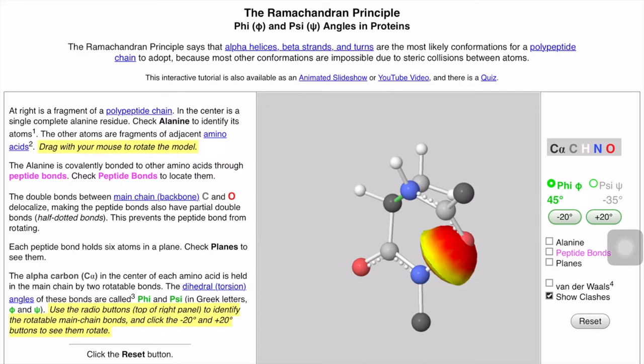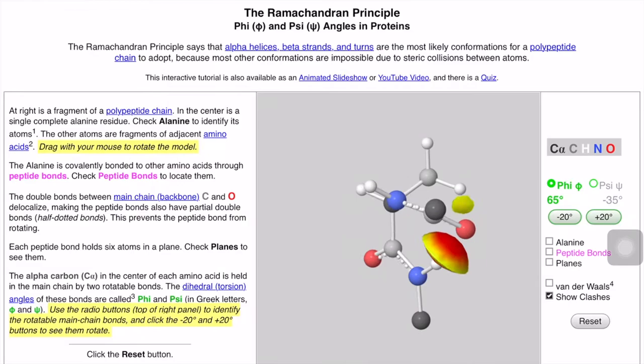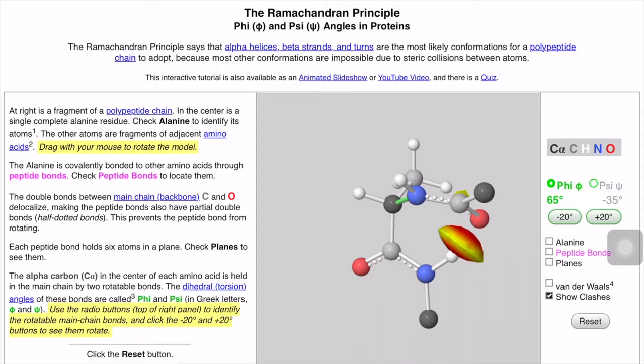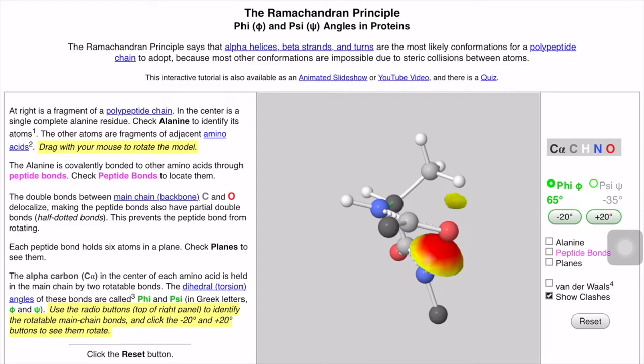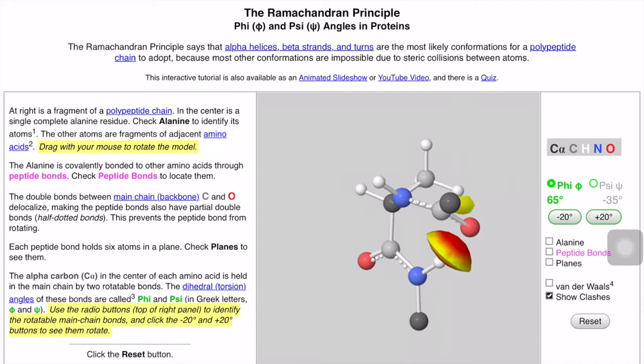Okay, and I wish we could go in increments less than 20, but there you have it. At that angle, the carbonyl oxygen is starting to bump into the amide proton and also to the side chain. Now let's see what would happen if we started to increase the psi angle.